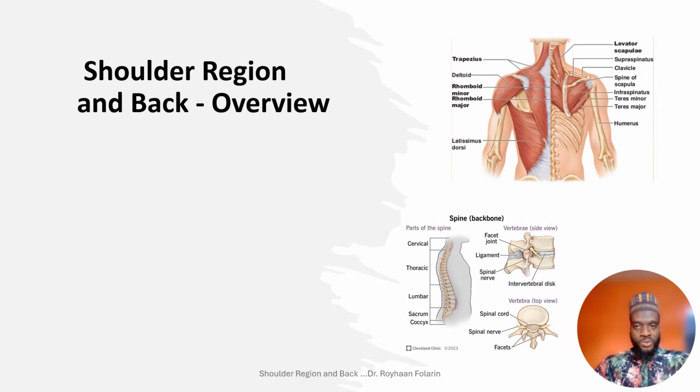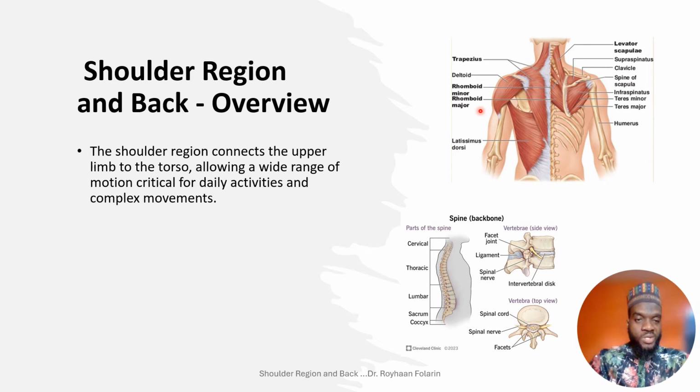So as an overview, right here is the back region, from the posterior view, and then you have the shoulder region on this end. So the shoulder region is that part that connects the upper limb. Right now, you don't refer to it as just the hand. So the entirety of the upper limb starts from the shoulder region down to the arm, the forearm, and then much lower.